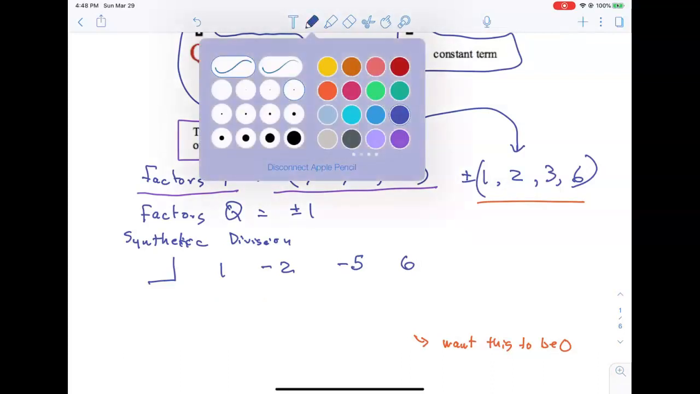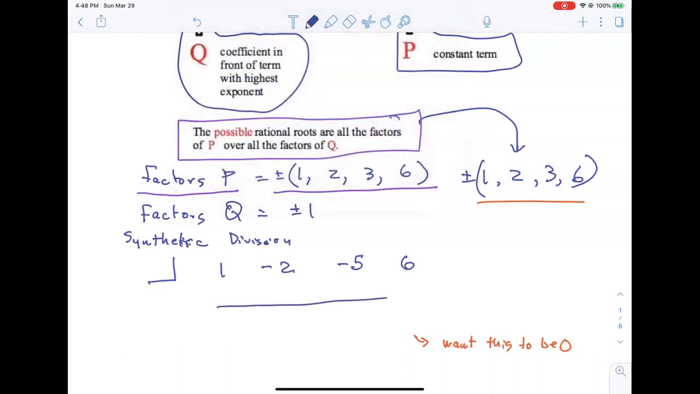What else could we try off our list? Let's see, we tried -2. Or no, we tried -1. Let's just try 1. That's the easiest. I should have started with that one maybe. All right. I'm going to bring down the first number, 1. 1 times 1 is 1. Put the answer here. Add these two, -1.